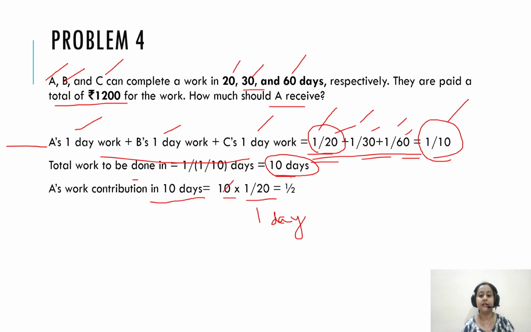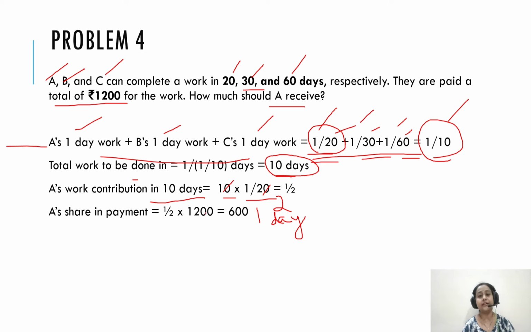So 10 here will be 2, right? And finally we'll get 1 by 2. So half of the work will be completed by A in 10 days. So that means A completes half the work. Half portion of the work is completed by A. So A's share in this payment will be half into 1200.